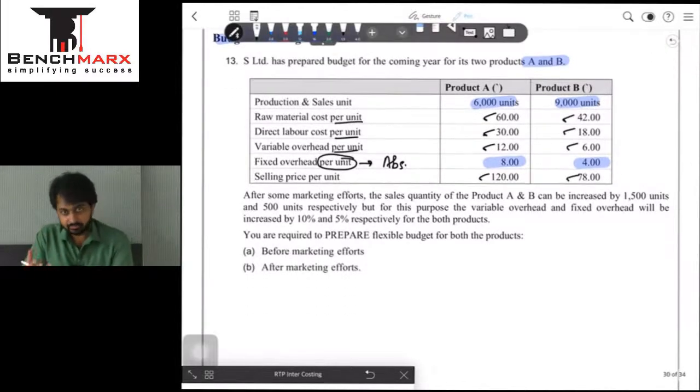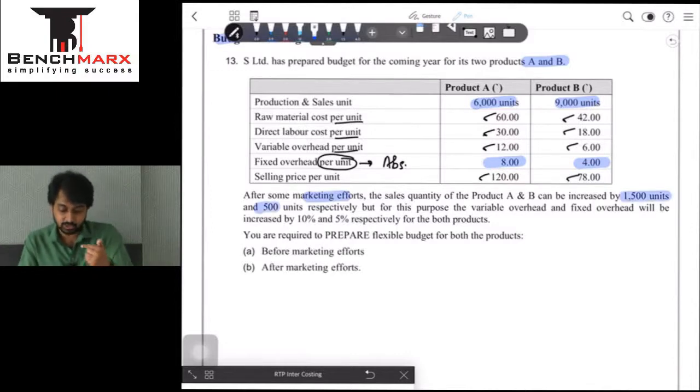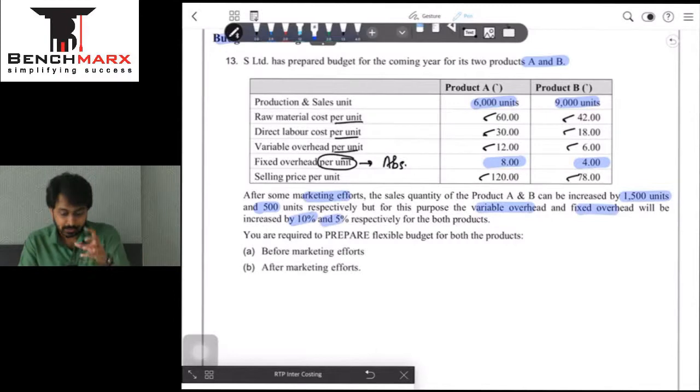After some marketing efforts, now these were the original numbers. After some marketing efforts, the sales quantity can be increased by 1500 and 500. That means A can become 6000 plus 1500 and B can become 9000 plus 500. But for this purpose, variable overheads and fixed overheads will increase by 10 and 5% respectively. As I said, these are inflation rates. I have to simply apply these rates on the costs and get the new cost, and the new volume is given.